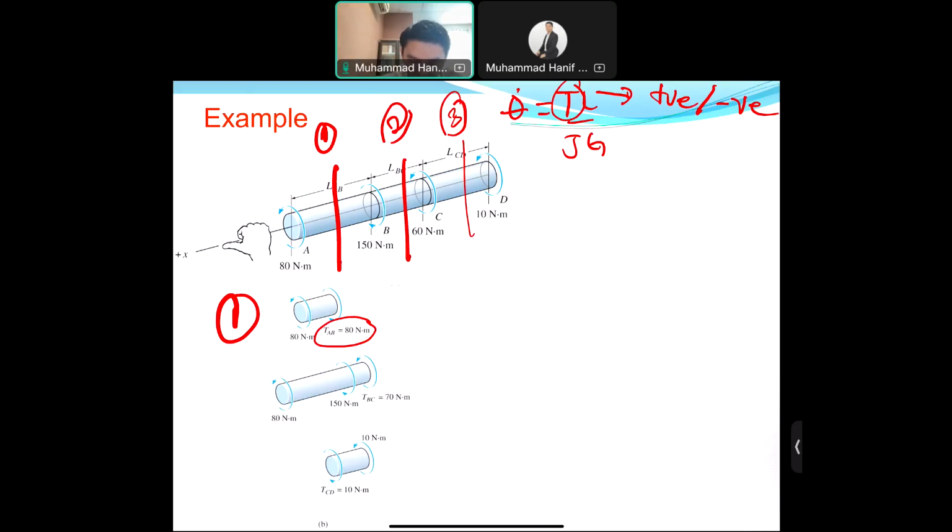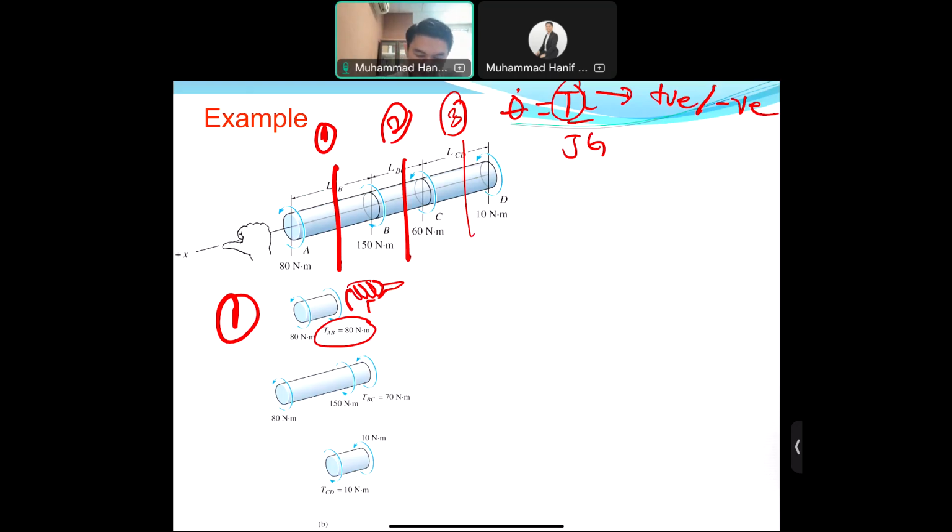In this case, your forefinger will be like this, and your thumb will be like this. The forefinger indicates the direction of torsion, so it will rotate like this. If the thumb points outward, it means that TAB is positive. This one is straightforward.